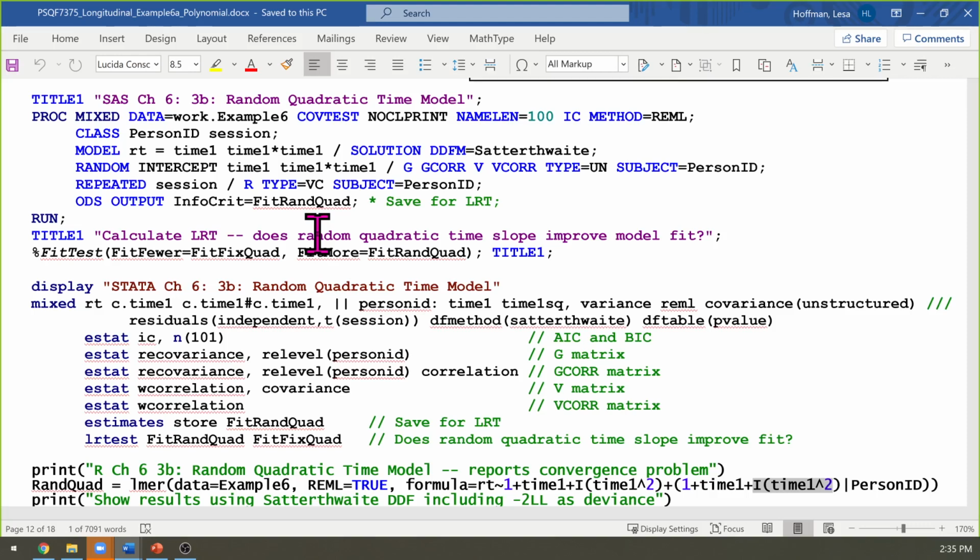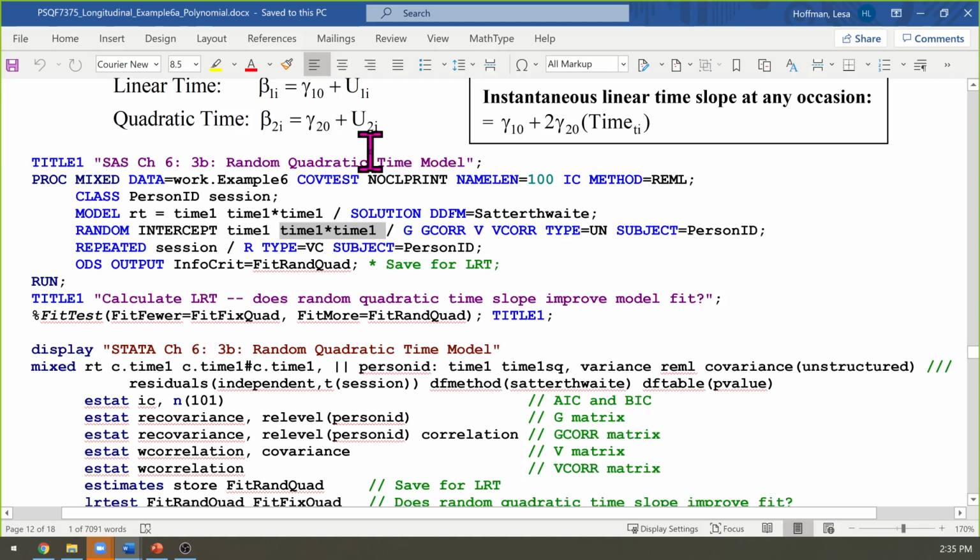But here's a game show question for you. I added this one thing, right? I added a variance for this U2. How many parameters did I just add to my model? And it's not 1.